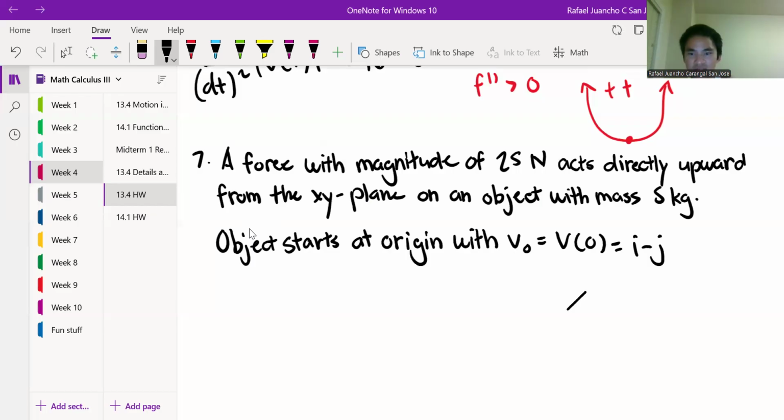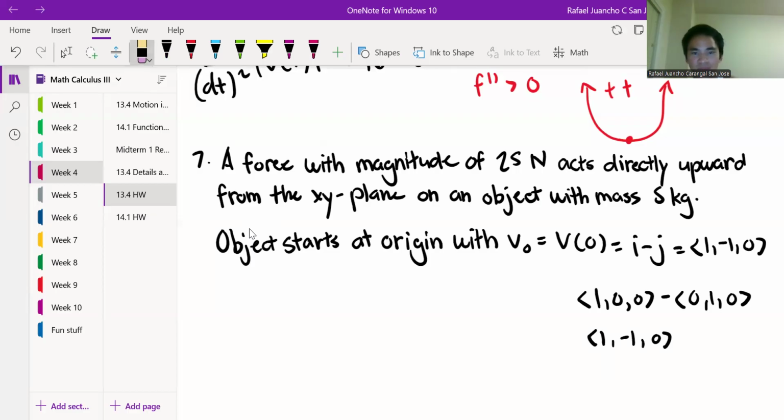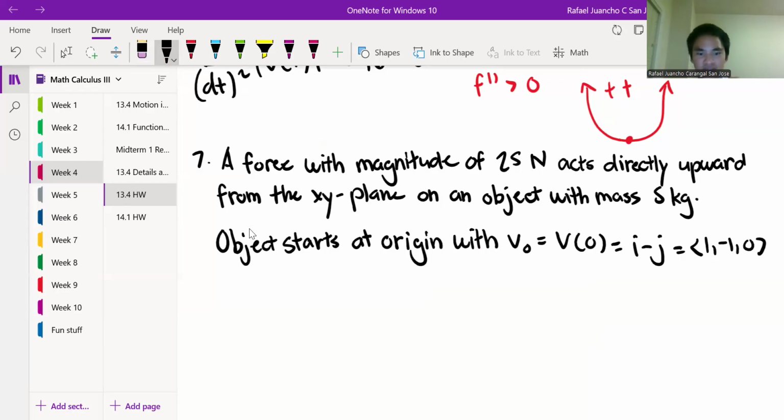So let's quickly translate that. i is 1, 0, 0. I subtract that with this vector, 0, 1, 0. And so I get 1, negative 1, 0. So it's just a translation of the problem at my own convenience.